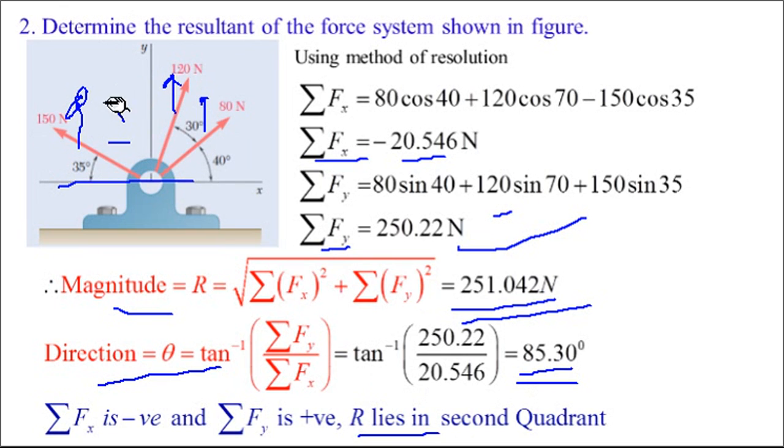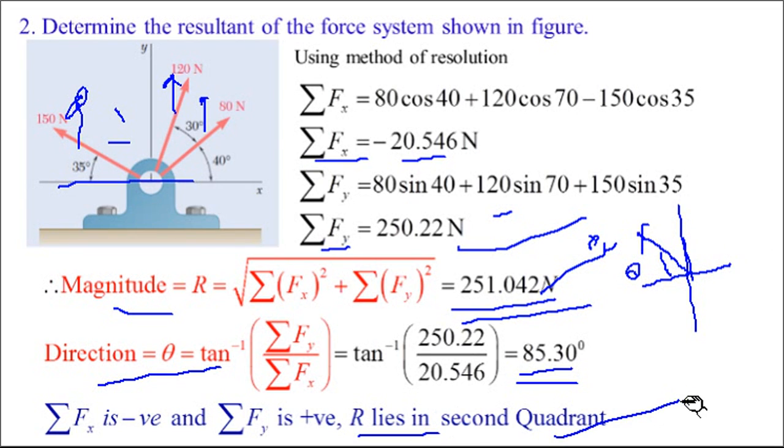So these three forces can be replaced by a single force like this. You can show it in the second quadrant. This is the magnitude of the resultant R, and the angle theta is 85. So this system can be replaced by this system just by showing R and theta in the second quadrant. This is called finding out the resultant of the force system.